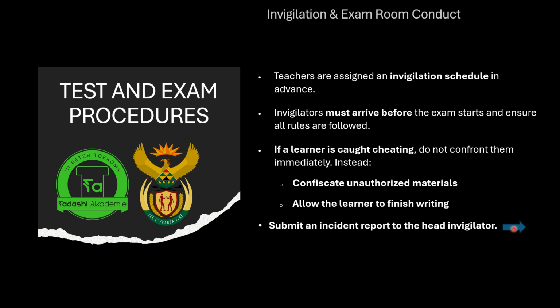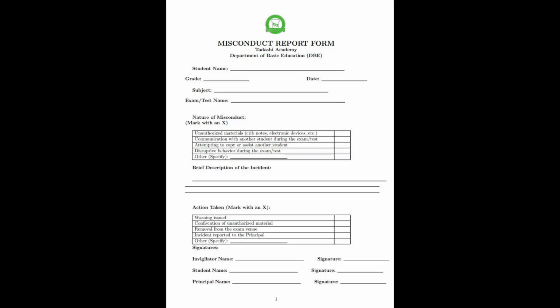The invigilation report will look something like this. Let me just get the form out. So it will look something like this. The student name, the grade, the date, the subject, what exam or test they're writing, and what went wrong, what misconduct was done, and then a brief description. The invigilator signs, the student signs, and the principal signs. Action taken against these learners will also be discussed later.